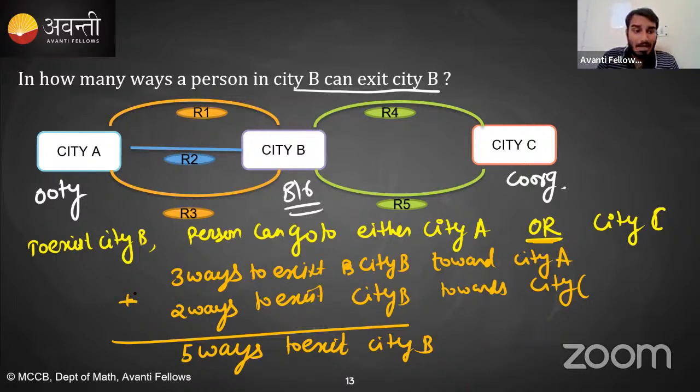So now you are adding. Now you are understanding why I'm adding here and why I was multiplying there. Right? Now the person has a choice. The person that is in city B has the choice that maybe he can go with route 1, 2, 3, or he can go with route 4 or 5. Clear? So now we have given them a choice.